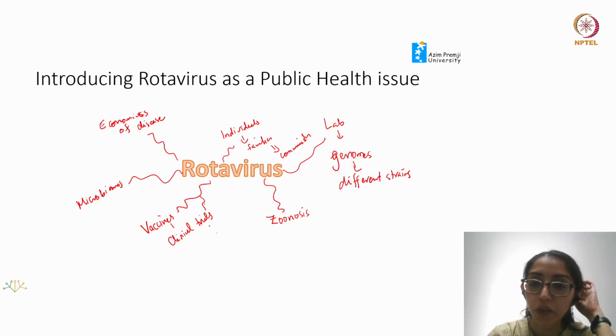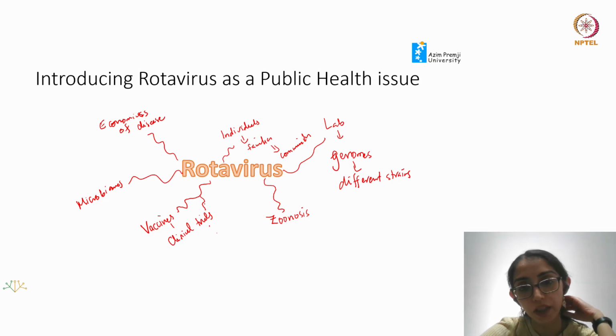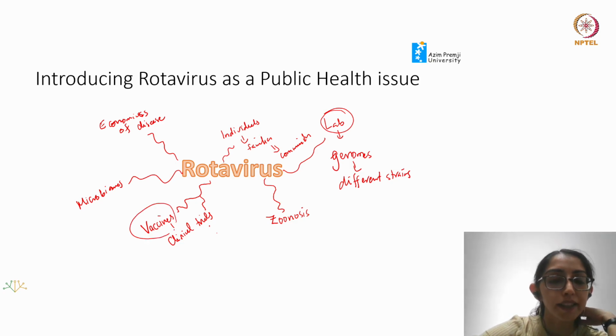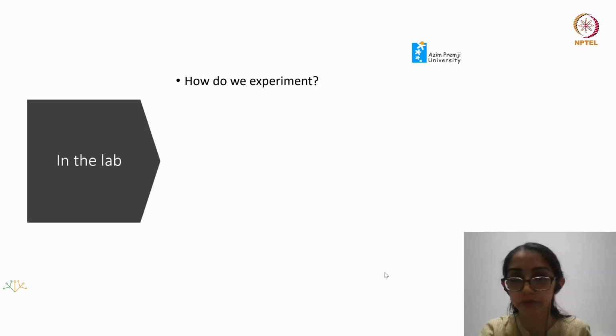In this lecture, we'll address 2 of the things that we talked about. The first is the lab. How do we study a virus in the lab? The other is how is a vaccine produced for rotavirus, right? So in the lab, how do we experiment? In other words, how do we study how a virus works? In general, how do we study how any pathogen works?